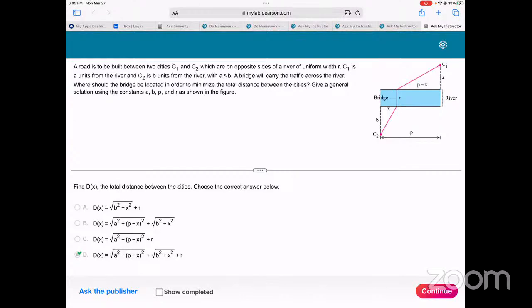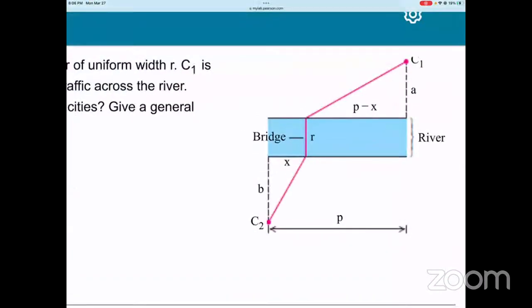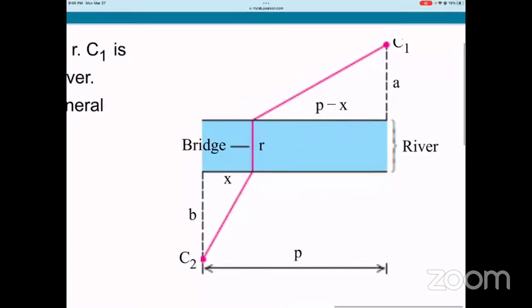So all we did was this image, right? We're trying to find the distance from city 1 to city 2, so we're basically going along that pink path. We want to minimize the distance. So all we're going to do is find the distance from C1 to the water. We're given that the distance across the bridge is R, and then we're going to find the distance from the water to city 2.